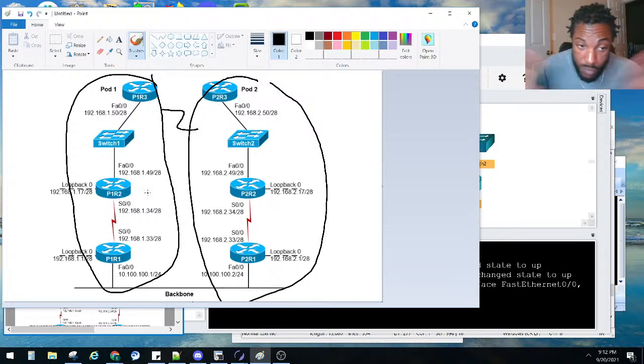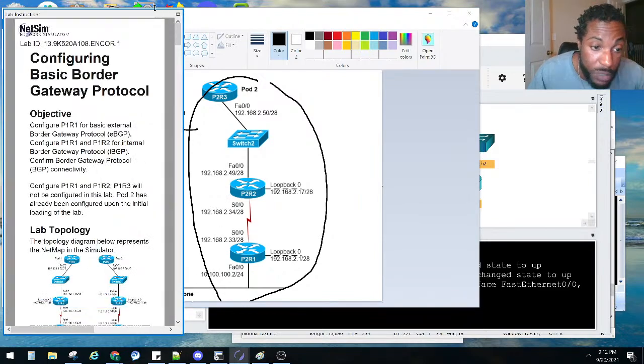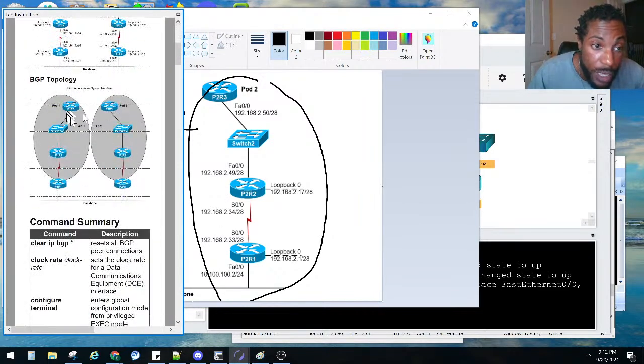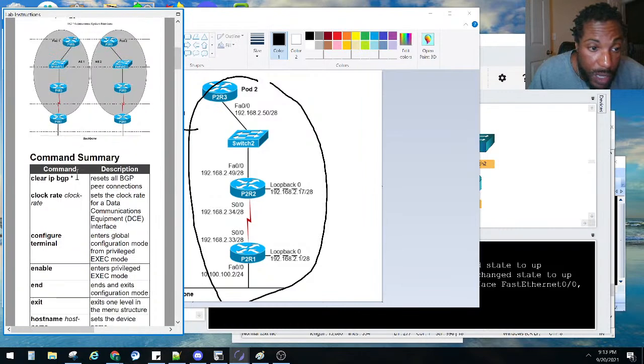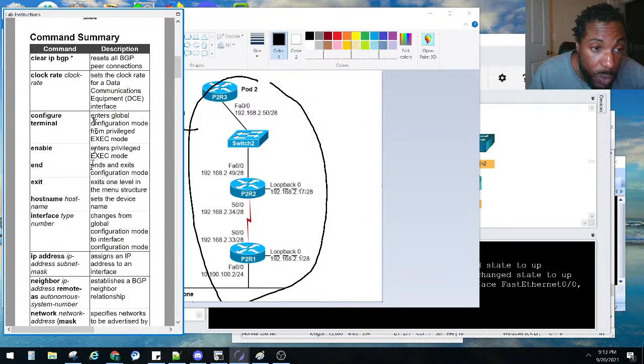I guess I need to show y'all the BGP topology. So we scroll down right here. Pod 1 is listed in AS1. And remember, BGP is configured in autonomous systems, basically a group of routers. So pod 1 is in AS1, pod 2 is in AS2. Here are some basic commands that we're working with. We can use this to clear the BGP process, similar to clear ip ospf process. We do the clock rate command. We've done that a million times on this channel.